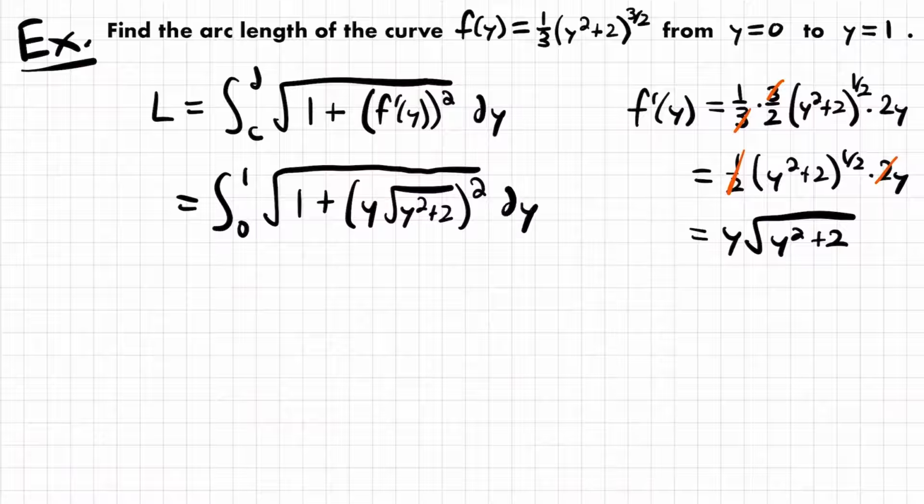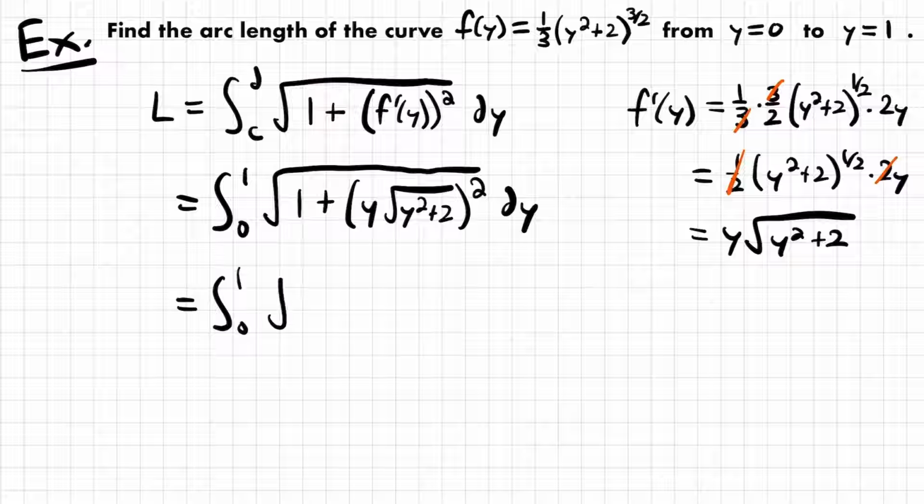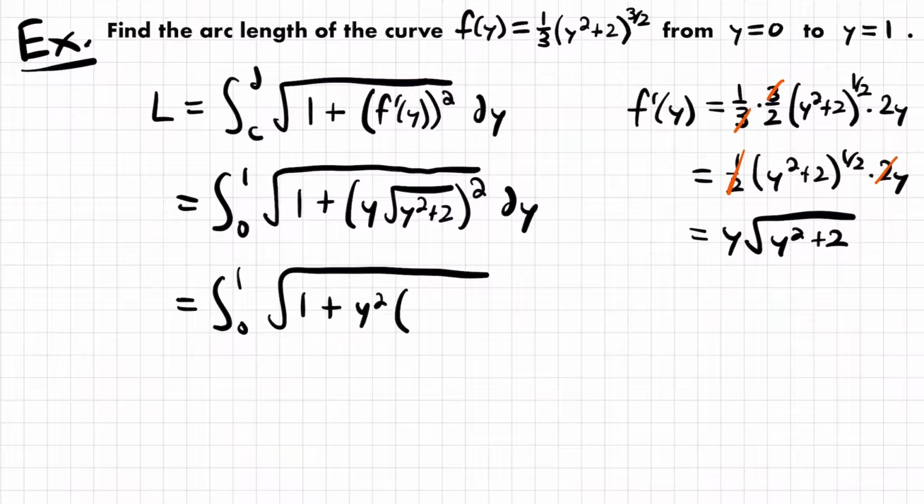Okay, and so if we simplify, this will be equal to the integral from 0 to 1 of the square root of 1 plus the derivative squared. Now we can square each of these factors since they're multiplied together. So we'll have y squared and then this square root function squared. Now y squared is just y squared. So we'll have y squared times this square root squared, and those will cancel each other out.